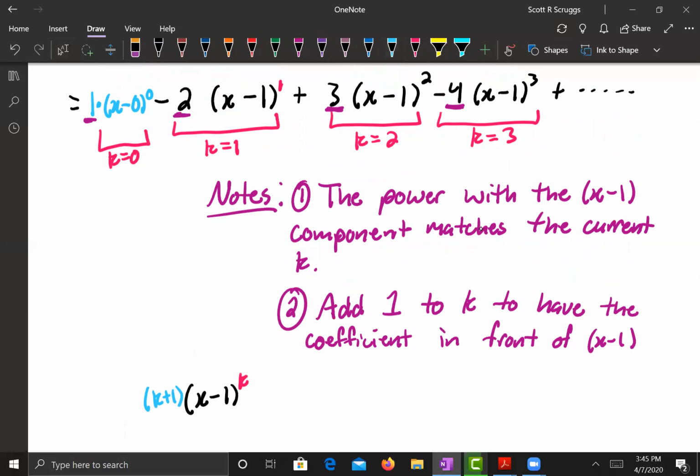And let's give me some more space. All right, so let's say we have a nice series. We have a k plus 1 times x minus 1 to the k. Now my question is, am I done with forming that series or my Taylor series yet? You can reply with either yes or no.